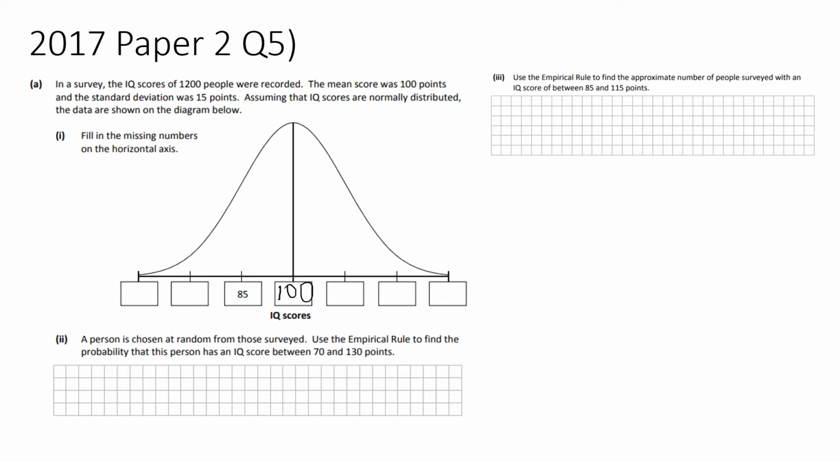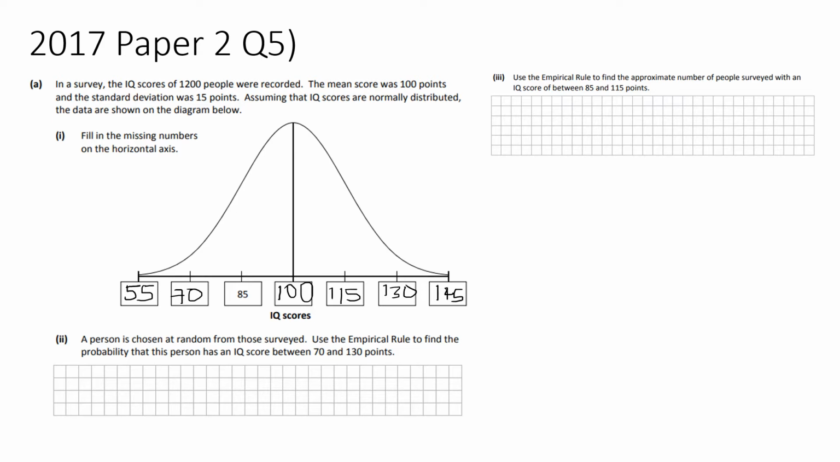So that means that there's 15 less here. So you do 100 minus 15, which is why you have 85. 85 minus 15 is 70, and then 70 minus 15 is 55. So the standard deviations should be a difference of 15 each time, and then this is 15 added on. So that's why we should get 115 here, 130, and then 145.